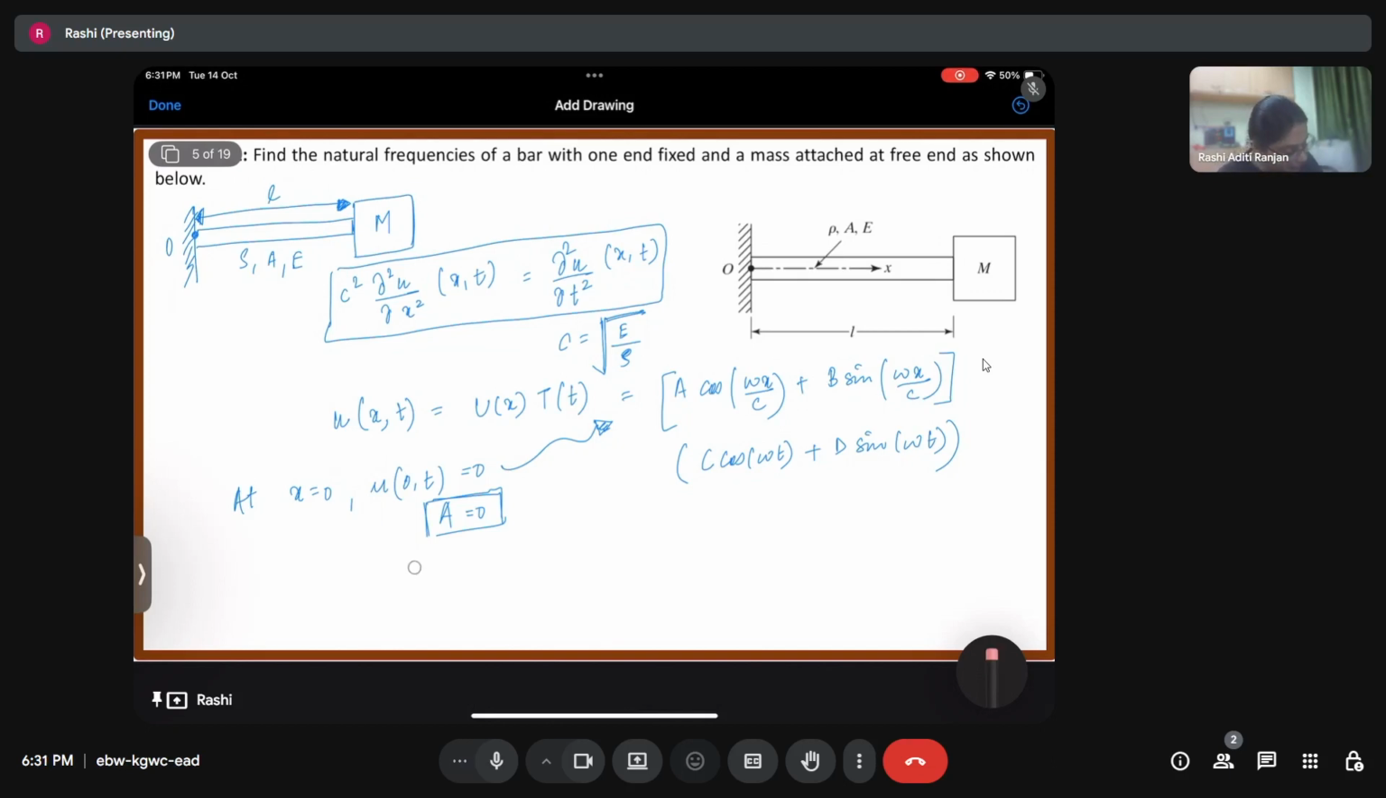So what is it going to give us? It is going to give us A into E into del U by del X, where this is a function of L comma T, will be equal to... Why here we have taken L and not X? Because this balance of inertia force is going to happen only at the end of the bar, right? Because mass is there only. This is equal to what? Minus of M del square U by del T square, where U is a function of L comma T. Again, over here we have L because this inertia force is going to act at the end of the bar.